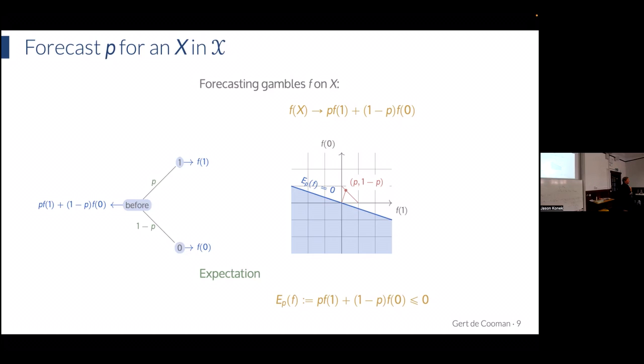So this is a single forecaster, meaning all the blue regions are available to you as a skeptic. They are the gambles with, let's say, a non-negative expectation. I'm going to allow the gambles on the blue line as well. They don't really matter. I could exclude them, but they make the mathematics a little bit easier if I allow the ones on the blue line as well.